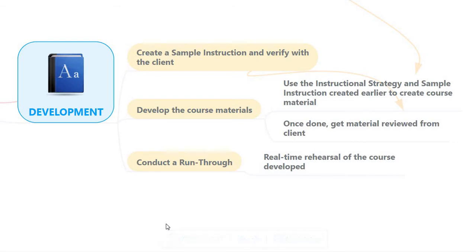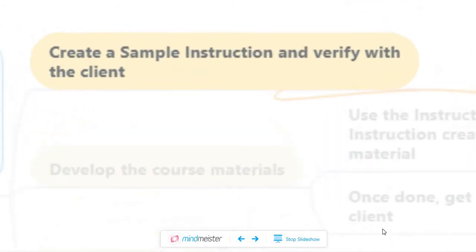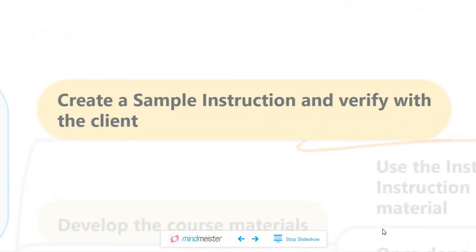The development phase is where the course content and the activities and the media and the interface and all the different aspects of the course are actually developed and finalized. Now, this phase actually encompasses 2 or 3 steps of its own. The first of which would be to create a sample instruction and get it reviewed from the client for whom you are making the course.